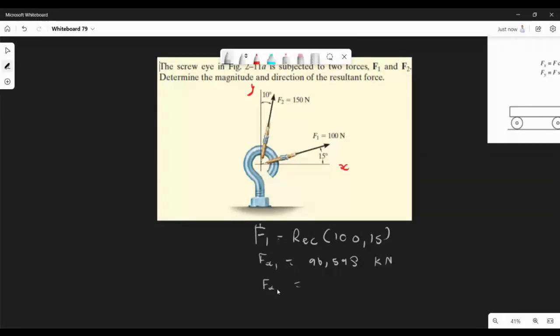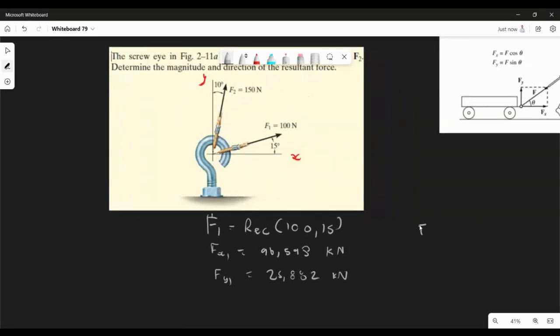I wonder if you guys could pick that up. 25.882 kilonewtons. And we'll talk about the significant figures next. Sir, do you continue to find the force between? I'm not sure what you mean.